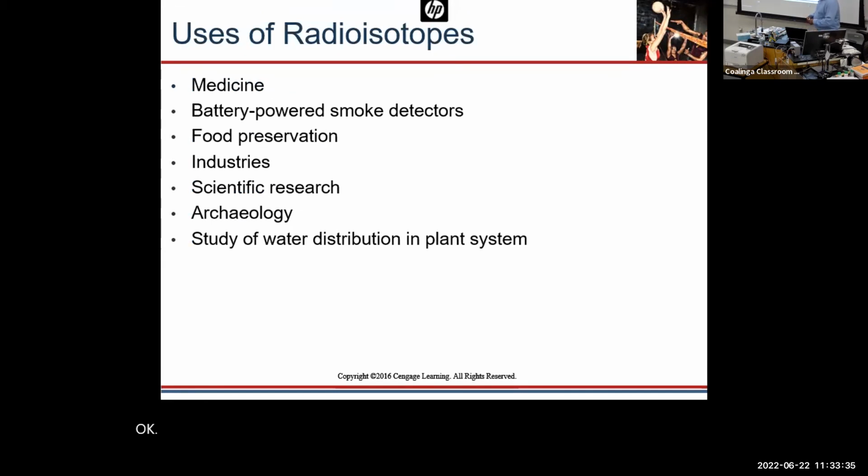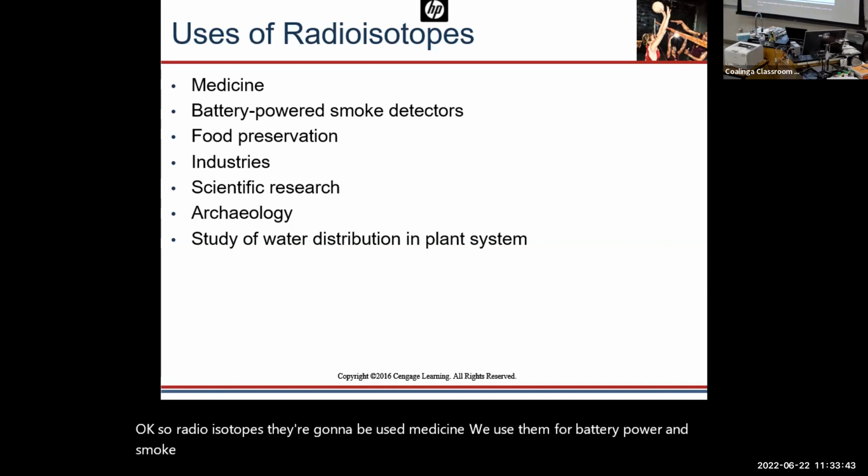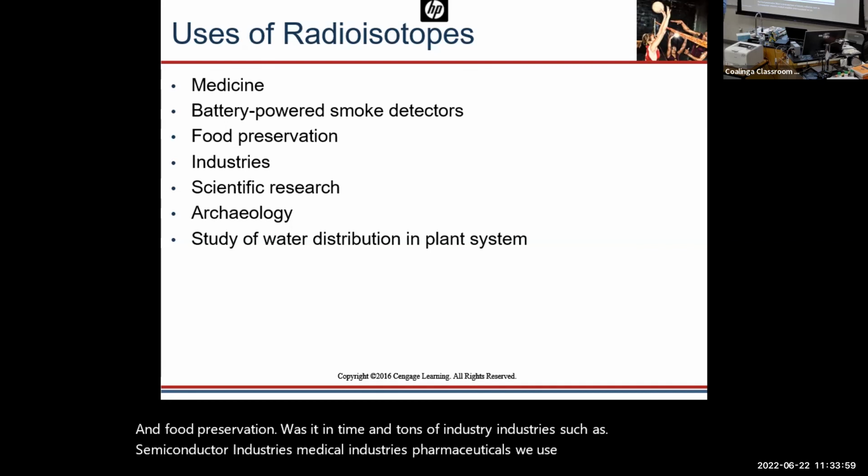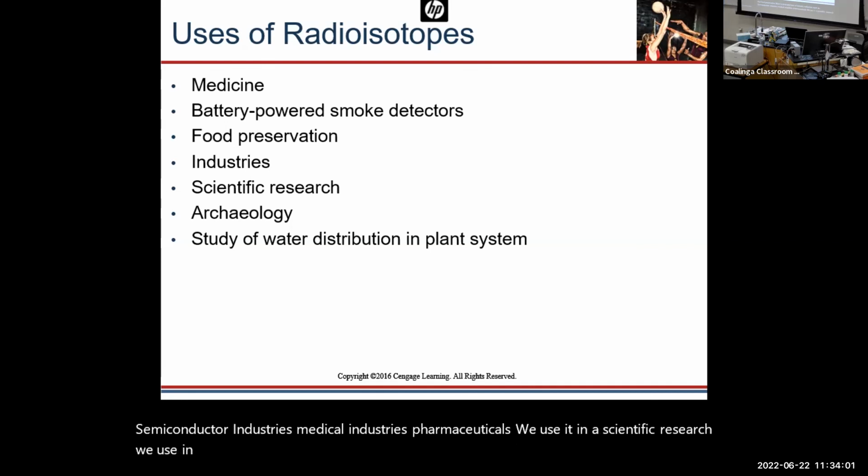Okay, so radioisotopes are going to be used in medicine. We use them for battery-powered smoke detectors. We use them in food preservation. We use them in tons and tons of industries, such as semiconductor industries, medical industries, pharmaceuticals. We use them in scientific research. We use them in archaeology. We even use them in studying water.